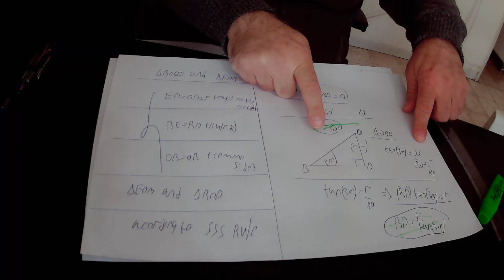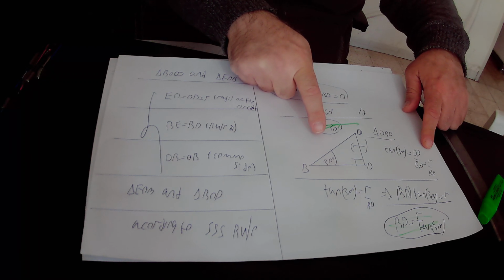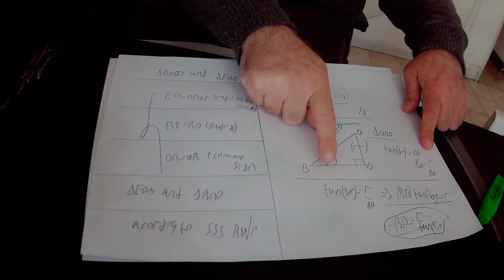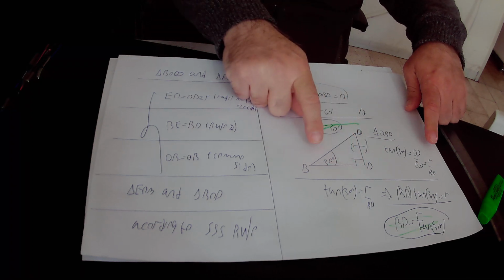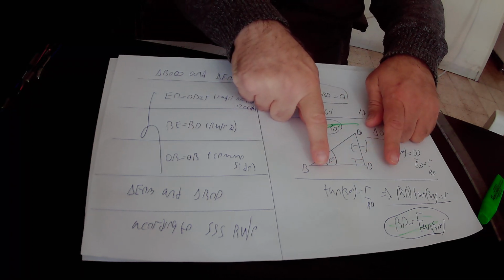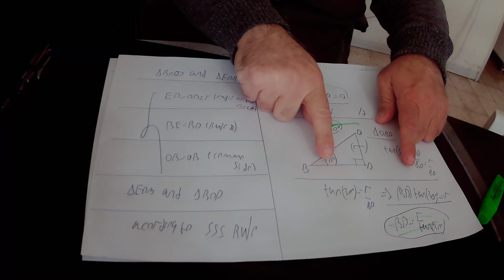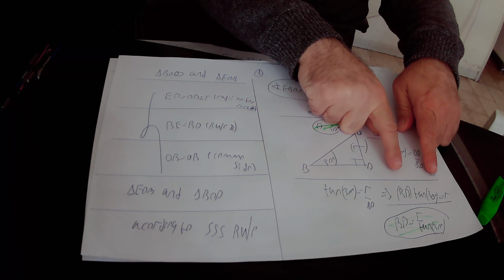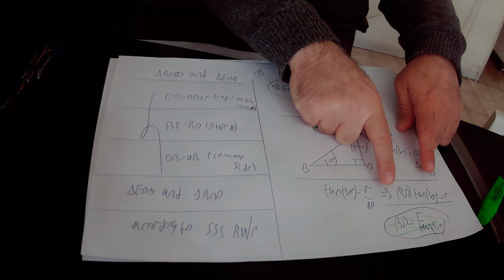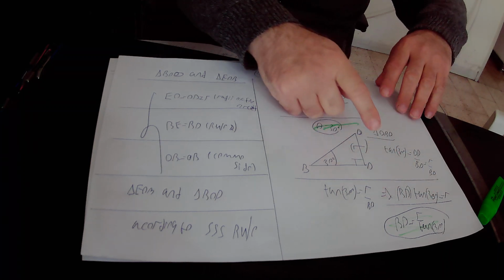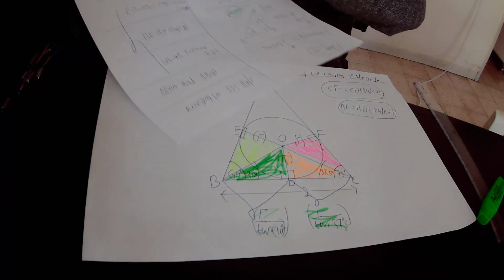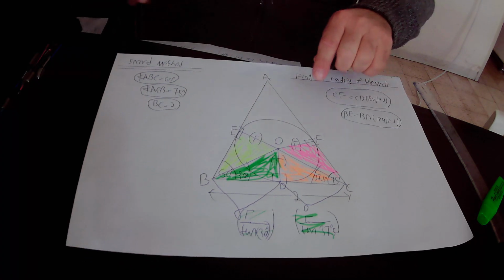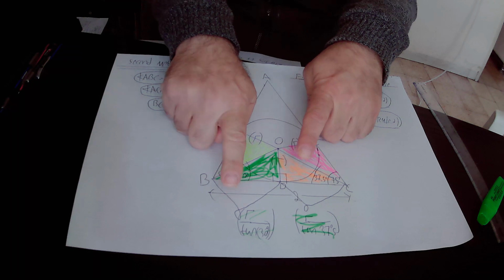OD is R, so tan 30 degrees equals R over BD. We multiplied this equation by BD and found that BD times tan 30 degrees equals R. Then we divided this equation by tan 30 degrees and finally found that BD equals R over tan 30 degrees. Here, this segment BD equals R over tan 30 degrees.